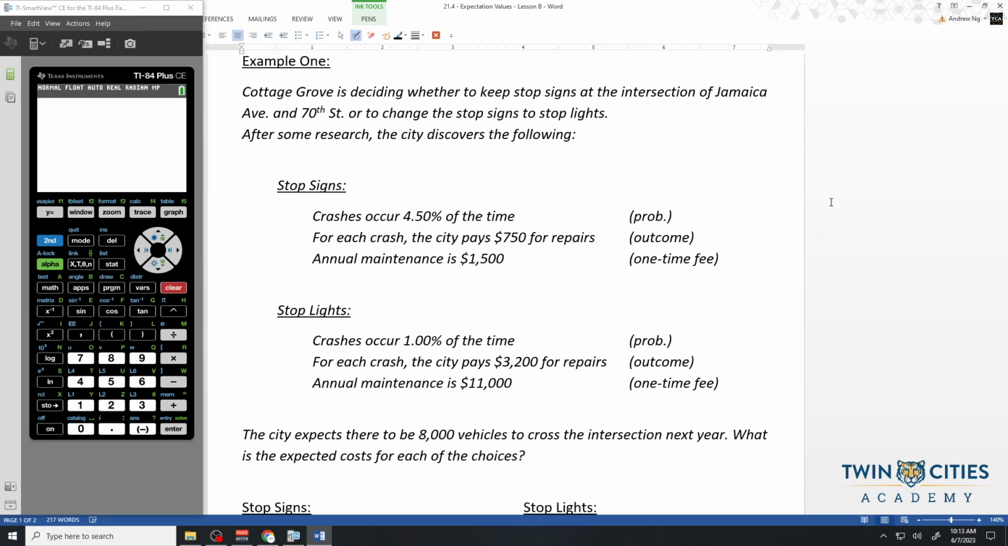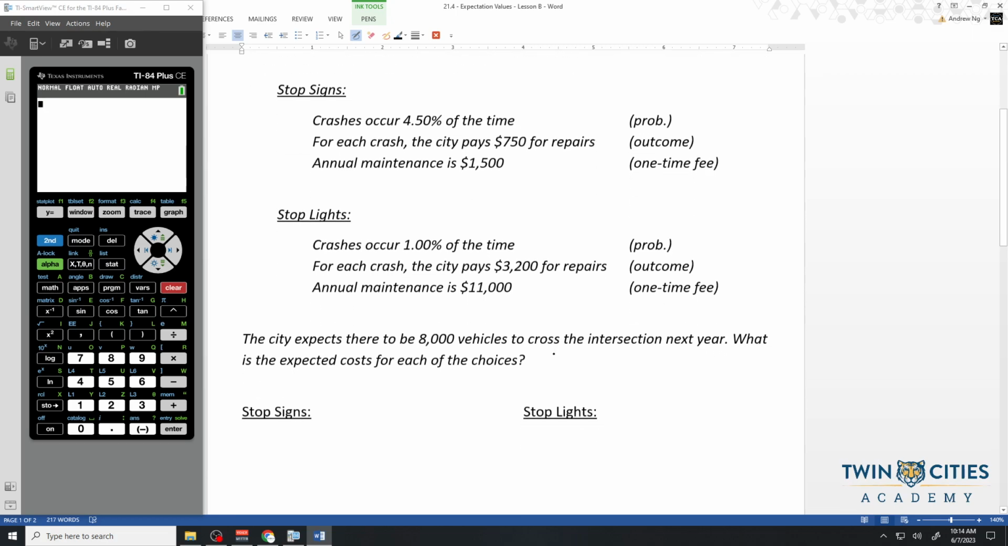For stop lights, crashes occur much less, only 1% of the time, but for each crash, the city pays on average $3,200 for repairs, and the annual maintenance for stoplights is $11,000. The city continued to do some more research, and they expect that there are going to be 8,000 vehicles to cross the intersection next year. What is the expected cost for each of the choices?